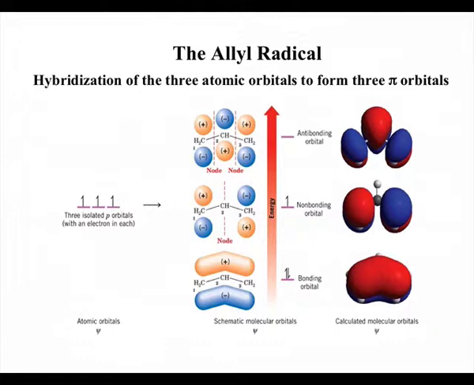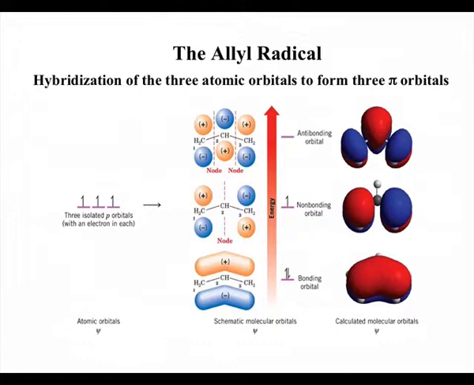Now, if I take 3 p orbitals, how many molecular orbitals do I have to get? If I take 3 p atomic orbitals, how many molecular orbitals will I get? 3. Remember, orbitals are conserved. If I take 3 p orbitals, I've got to get 3 molecular orbitals. These are the 3 frontier molecular orbitals.